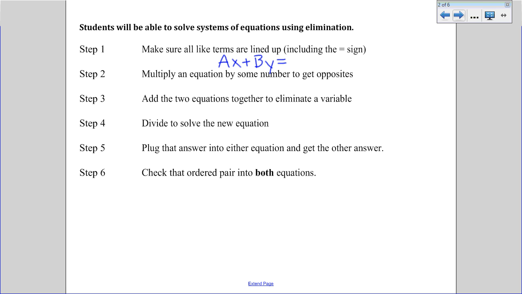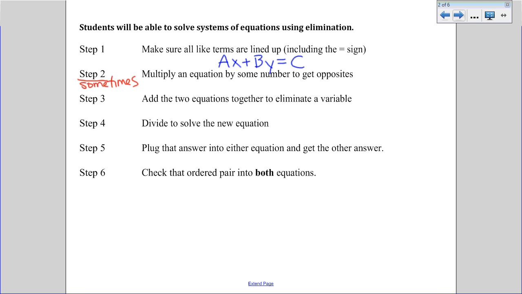ax plus by equals c. So x and y on one side equaling c. If that's not what you're given, then you have to do some algebra manipulation to get it that way. So you might have to add 4x to each side. You might have to minus 2y from each side. But you need to get it so that x and y are on the same side. Step 2, we don't always have to do. And in fact, the first example that we have, we don't have to do step 2. So this is not an always, but more of a sometimes.